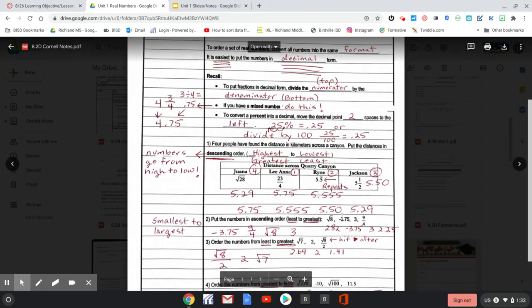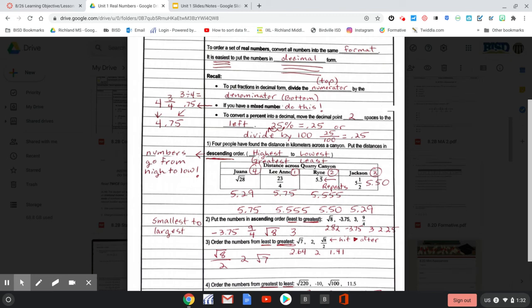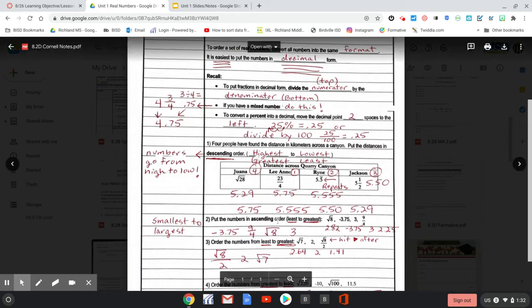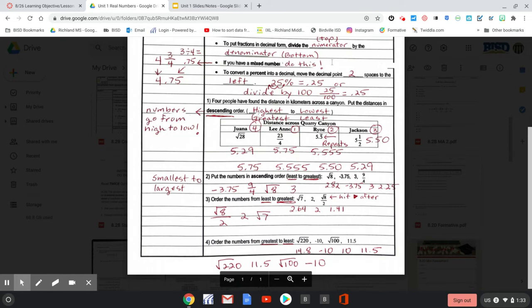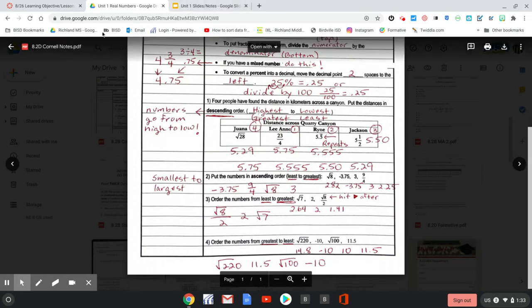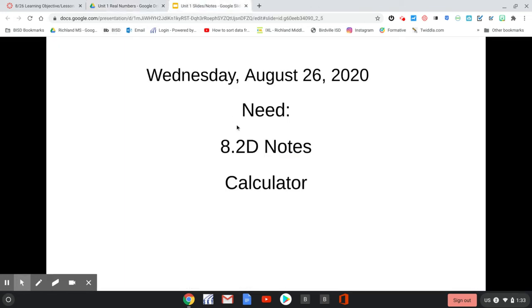The next one is they want you to put those numbers in from least to greatest. That means from smallest to largest. After you convert them, here's what you get, and then you just put them in the correct order. The negatives are the smallest, and so forth and so on. The same here. I'm not going to go over all that because I'm trying to make the video short. So let's go back to the slideshow.